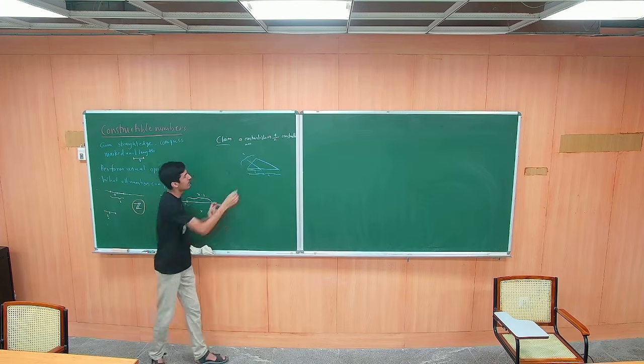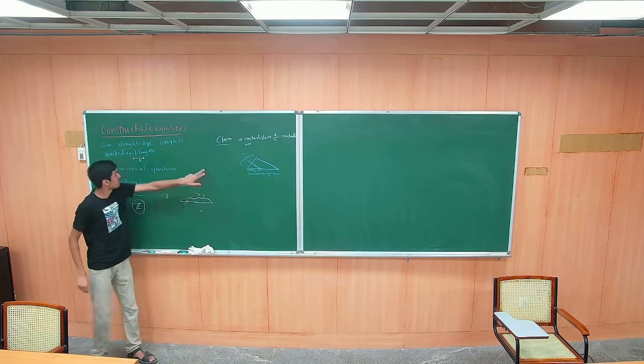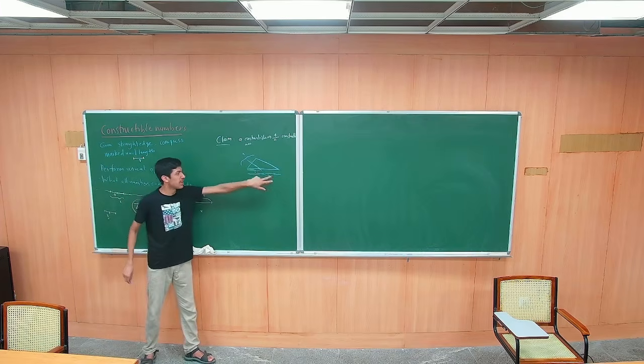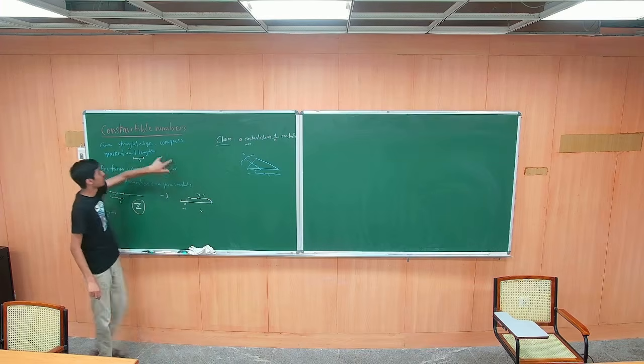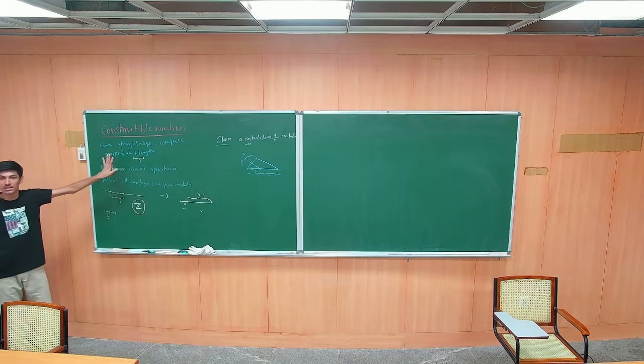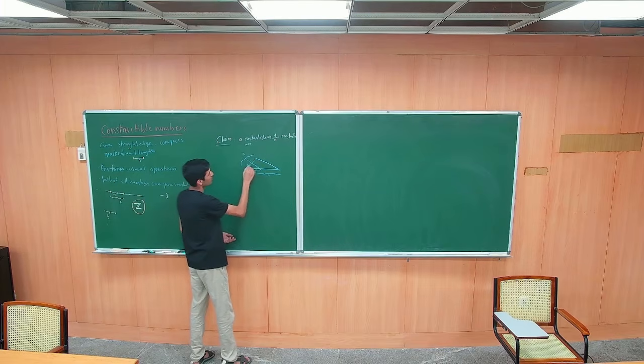I can draw a line parallel to this. Has everyone seen that, given a line and a point, you can draw a line through it which is parallel to this using our compass and straightedge? Has everyone seen this? So you draw a line parallel, and so this is 1. Now what will this be?